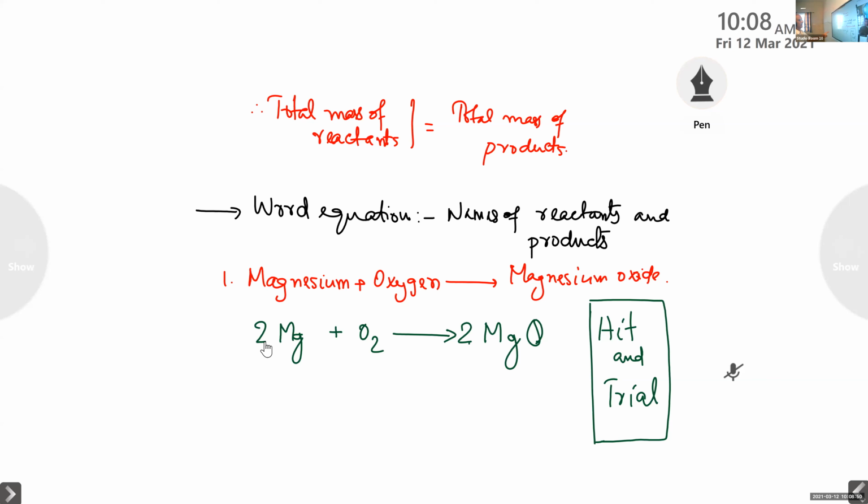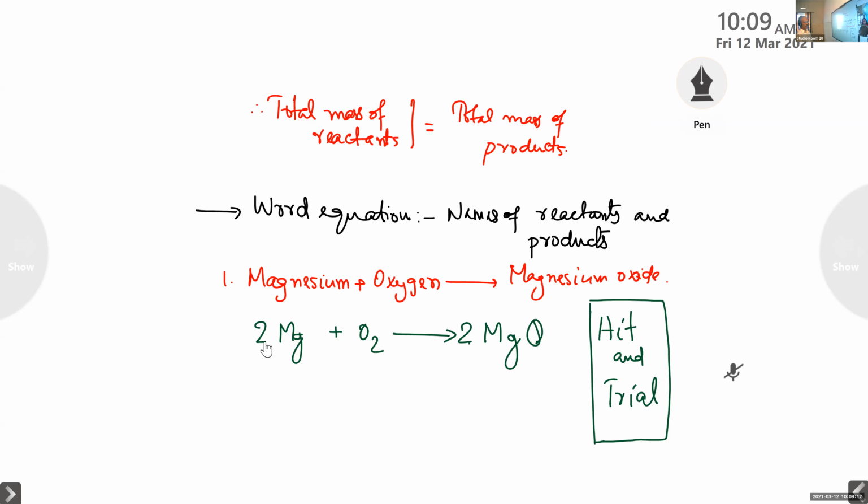On the right hand side, 2 Mg. In 2 MgO, there are two Mg atoms. Then on the left hand side, O2, two oxygen atoms. On the right hand side, 2 MgO, two oxygen atoms. Now the equation is balanced. Agreed? And the method is called a hit and trial method.